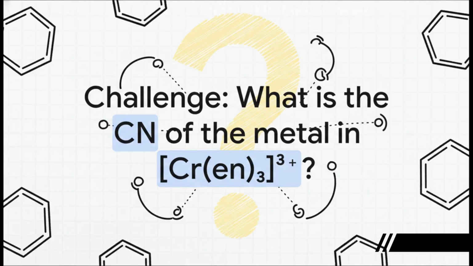Each EN makes 2 bonds, so 3 of them, that makes 6 bonds. The CN is 6. See? Easy once you get it.